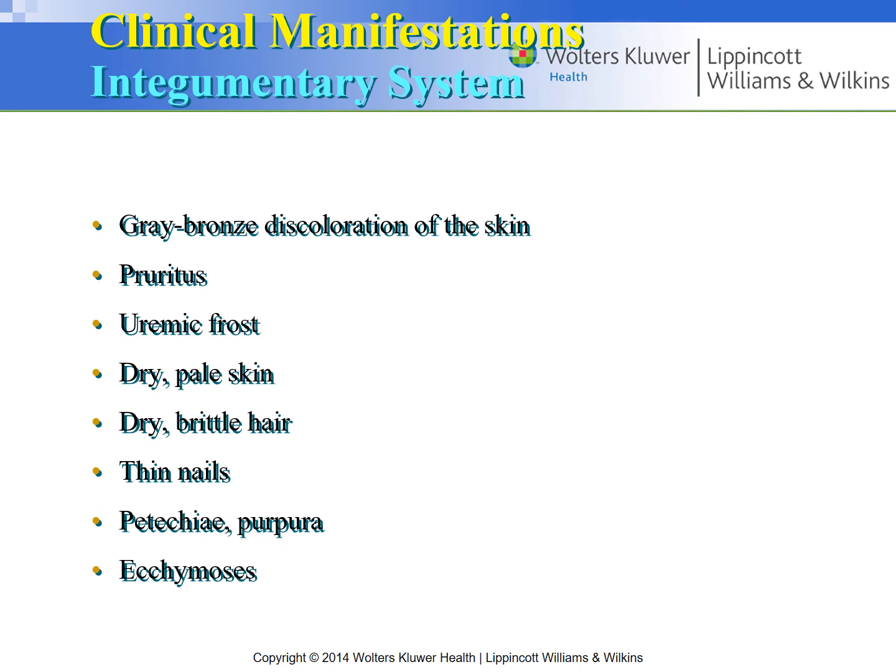Petechia and purpura, both of those are dealing with platelets. When we have too few platelets, we're going to see small areas of bleeding in the skin, little red or purple places, and that is called petechia, and that means bleeding is occurring. Ecchymosis is bruising of the skin.